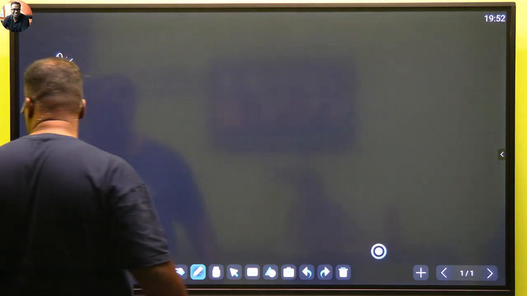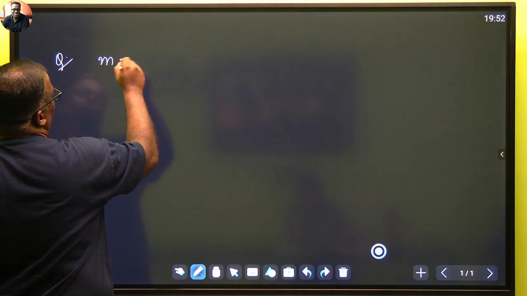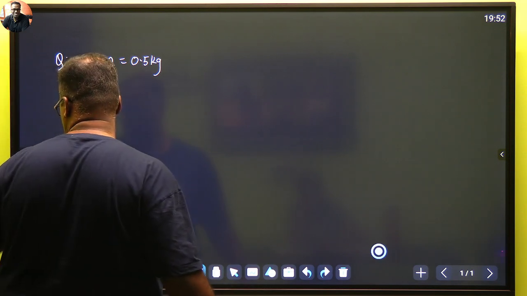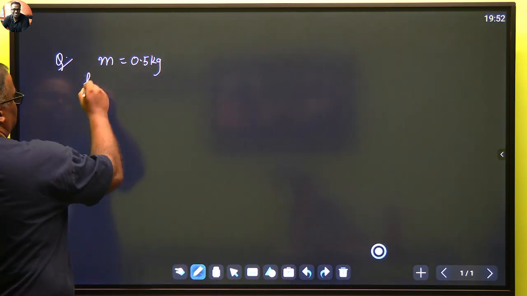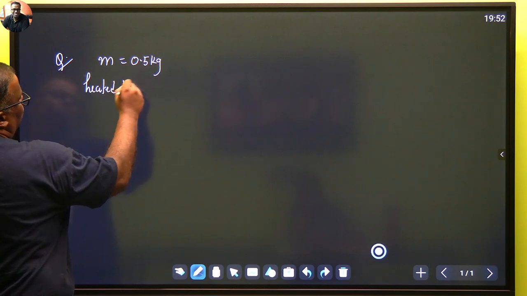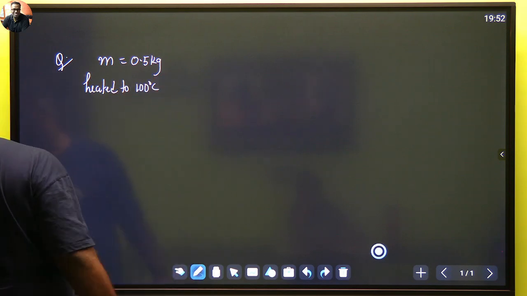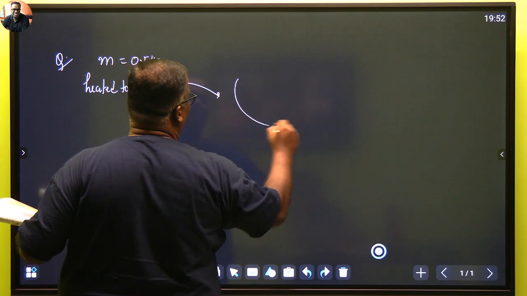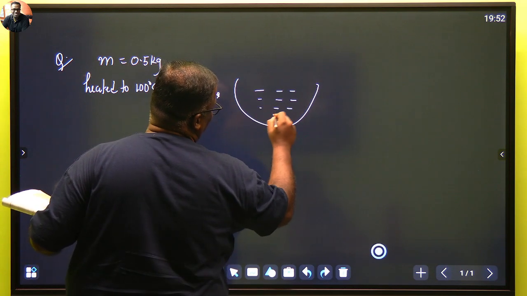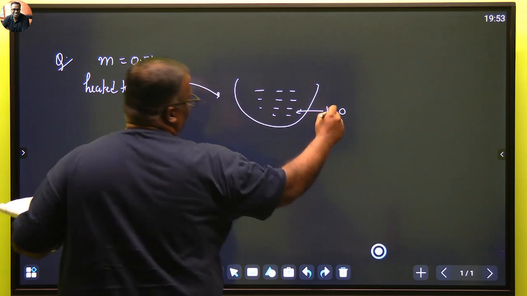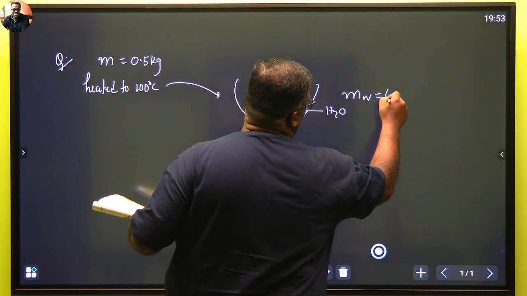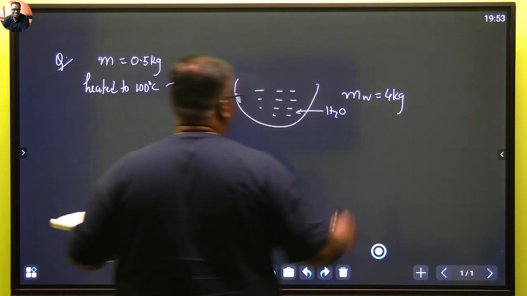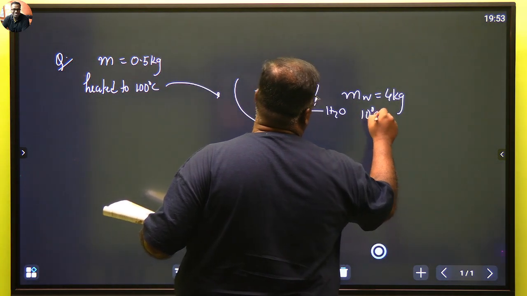A piece of aluminum of mass 0.5 kg. So we have the M, which is 0.5 kg. Is heated to 100 degrees. Okay, let's see the question. This is a little interesting. Heated to 100 degrees Celsius. You have heated it to 100 degrees Celsius, and then placed it in water. After that, you have placed it in water. This is water. And the mass of water is 4 kg, and this water is at 10 degrees Celsius.